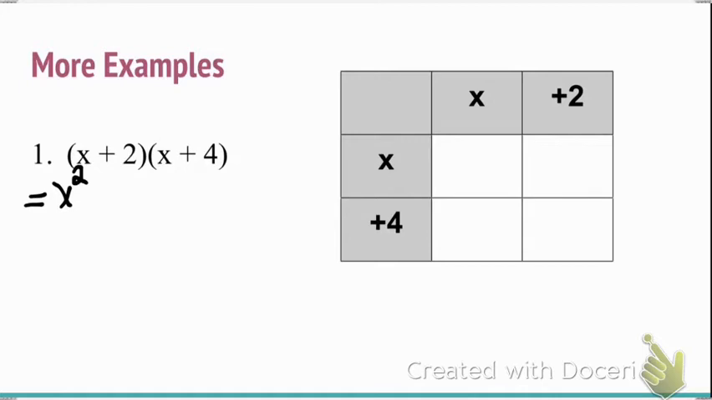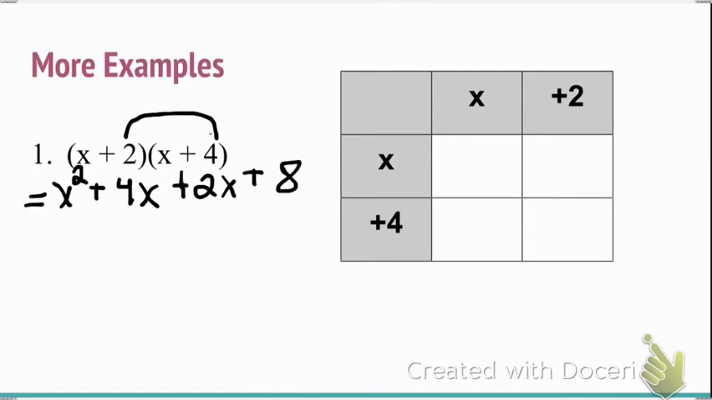Then I'm going to multiply the outside terms. So the x times the 4. That's going to give me plus 4x. Then we do the inside terms. So the 2 times the x, that is plus 2x. And then lastly, we do the last terms in each bracket. So the 2 times the 4, that gives me plus 8.